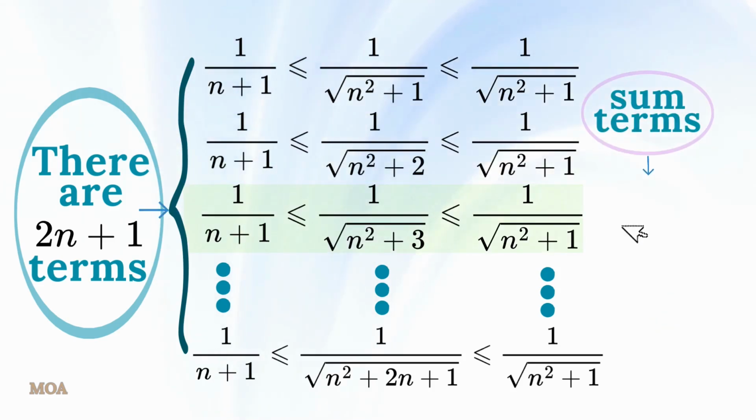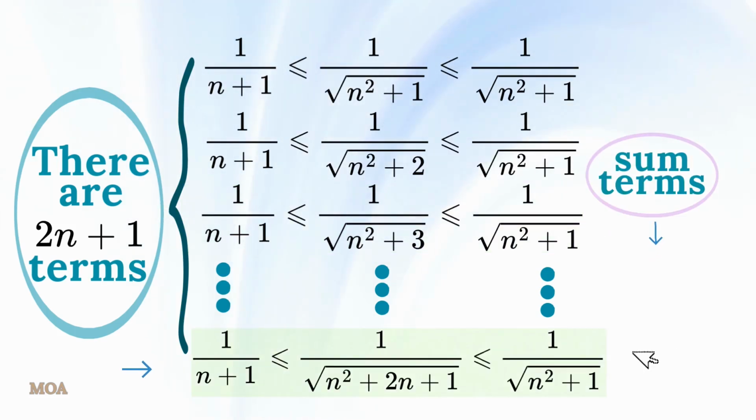The third term also verifies this inequality. 1 over n plus 1 is less than or equal to 1 over the square root of n squared plus 3, which is less than or equal to 1 over the square root of n squared plus 1. And so on and so forth, until the term 2n plus 1, which verifies 1 over n plus 1 is less than or equal to 1 over the square root of n squared plus 2n plus 1, which is less than or equal to 1 over the square root of n squared plus 1.